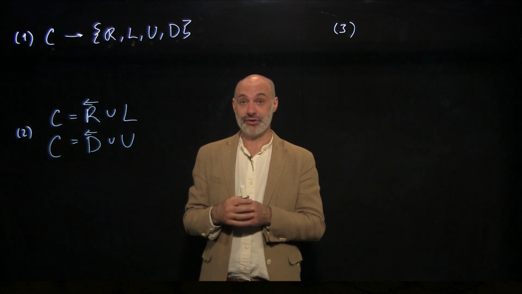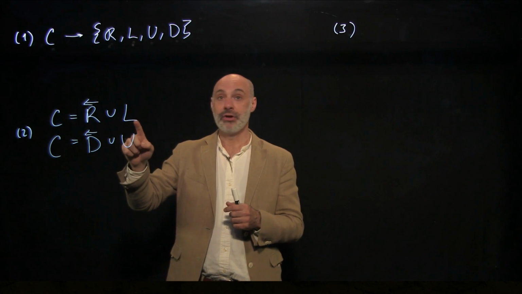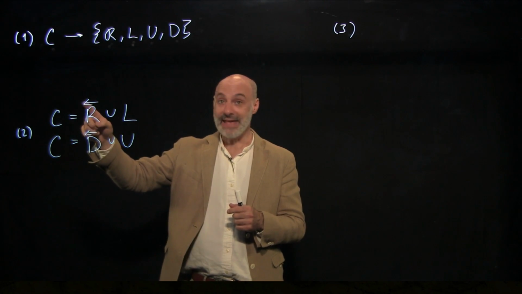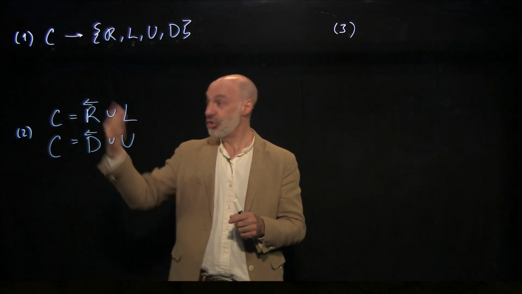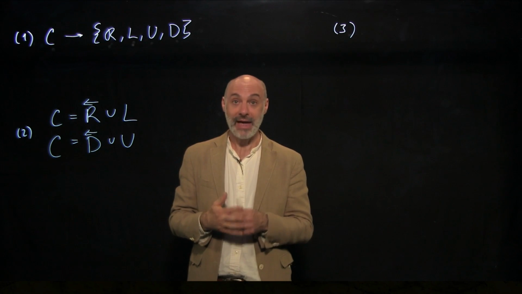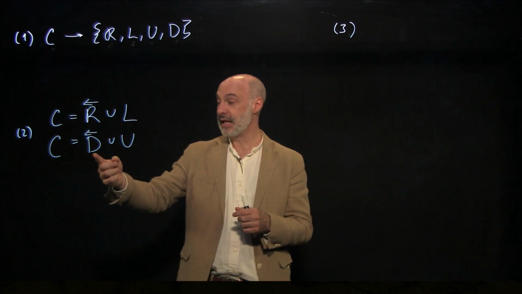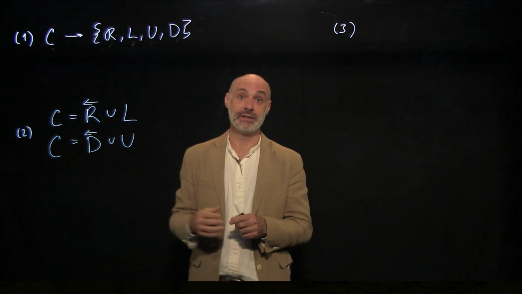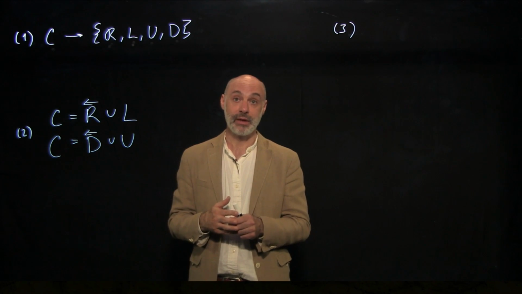The second observation we made is that if you put together the set of all left paths with the result of applying the arrow operation to the set of all R paths, then you get back the set of all paths. And similarly, if you put together the set of all up paths with the result of applying the arrow operation to the set of all down paths, you get the set of all paths.